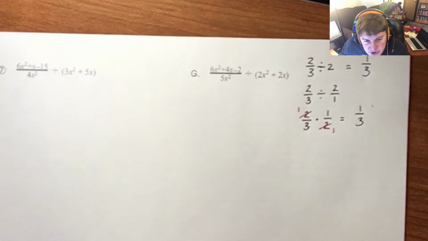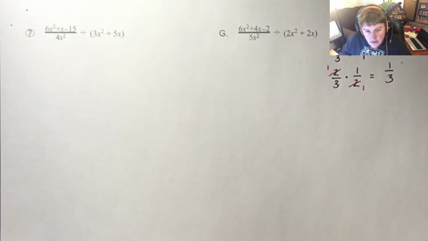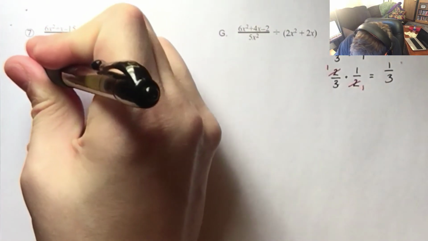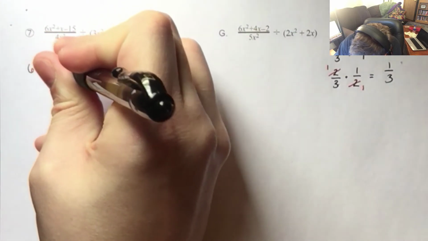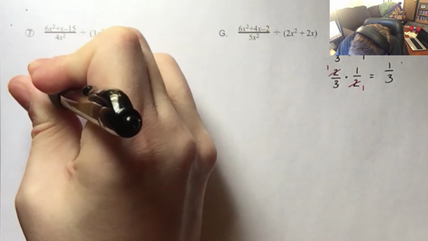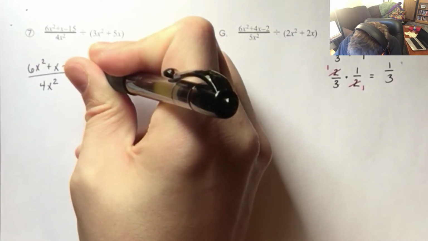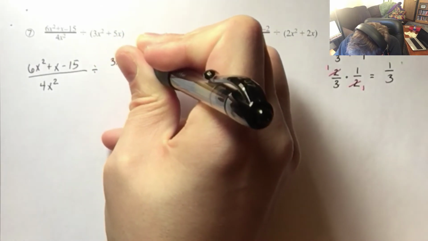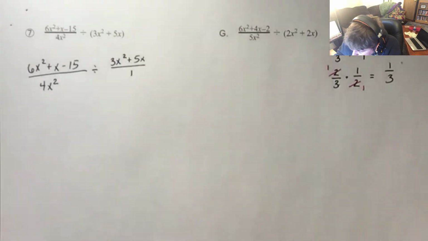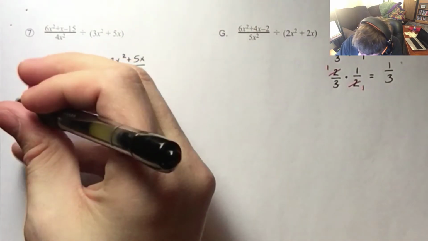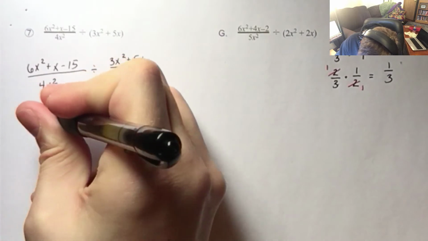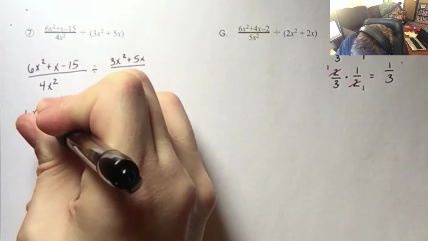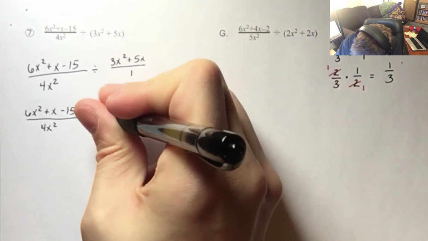Same thing is going to be true for this. Hopefully you see the similarities. I have 6x squared plus x minus 15 over 4x squared. And then I'm going to turn this into division of 3x squared plus 5x over 1. Then I've got to turn this into a multiplication problem by multiplying by the reciprocal.